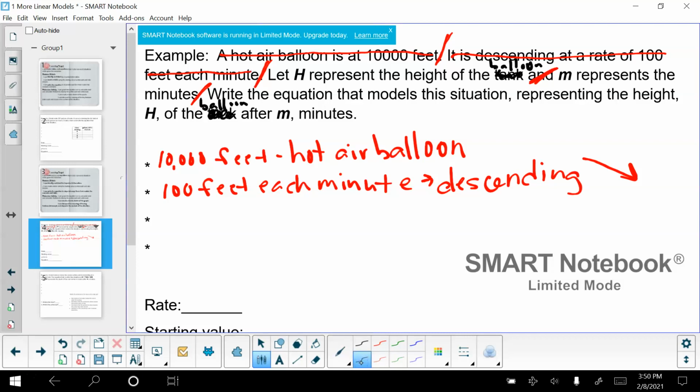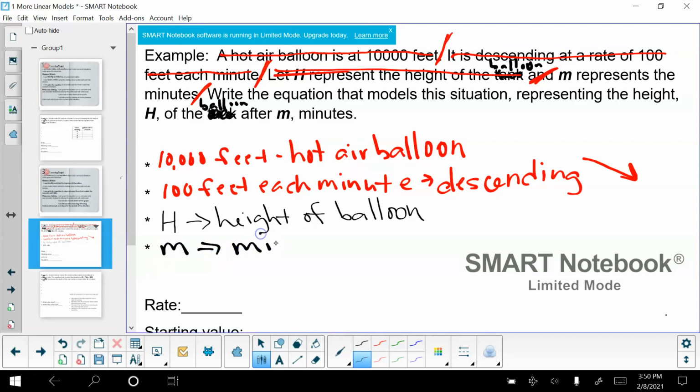Now the next piece says, let H represent the height of the balloon. Okay, this is important because a lot of times we just use X's and Y's in equations, but if they give you a letter to use, it's important to use that letter. So I'm going to write down what the letter is. It's H, and I'm going to write down what it's for. It represents the height of the balloon. Okay, so that's that one. And I used a different color just to draw attention to it. Now, the next part says, and M represents the minutes. Okay, so I'm going to go ahead and write that letter and what it's for.